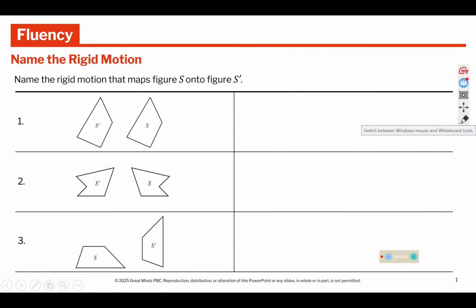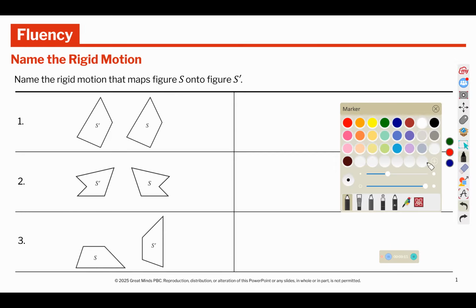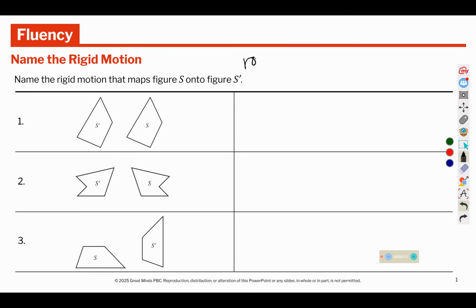Name the rigid motion that maps figure S onto figure S prime. Remember the three rigid motions that you know so far, or that you can choose from, are rotation, reflection, and translation. You can use this as a word bank to help you answer questions 1 through 3. You are identifying which rigid motion moves S to S prime.